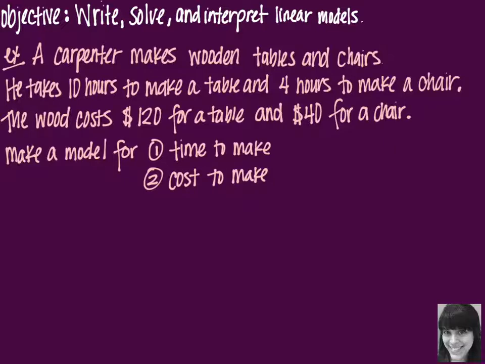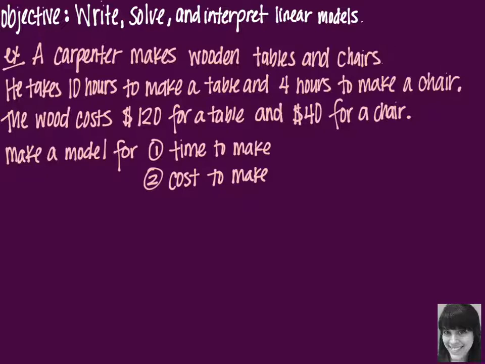Okay, so a carpenter makes wooden tables and chairs. He takes 10 hours to make one table and 4 hours to make one chair. The wood costs $120 for a table and $40 for a chair. We want to make two models, one for the time to make the table and chair, and then two for the cost to make the table and chair.